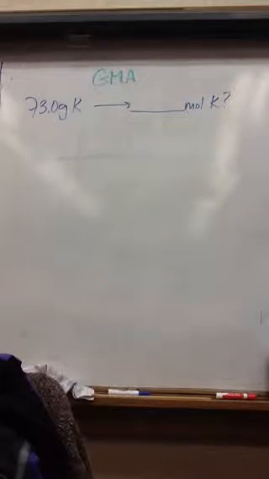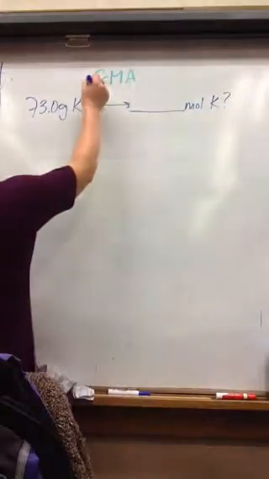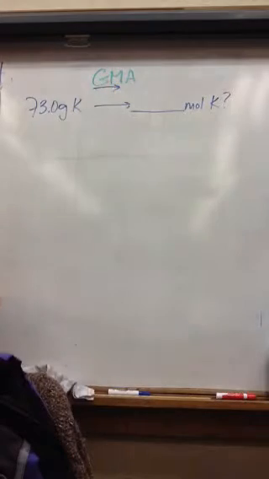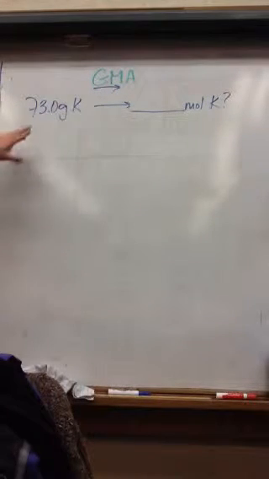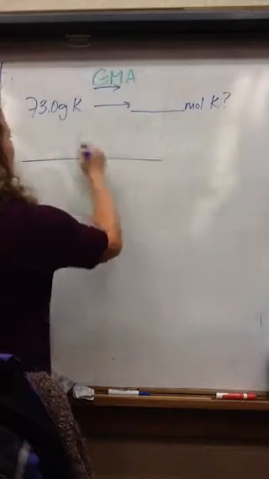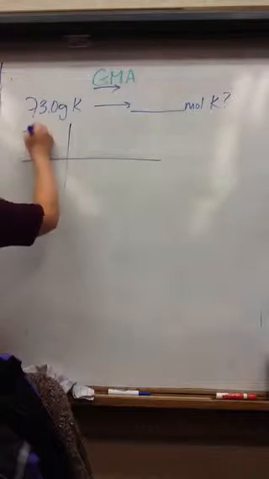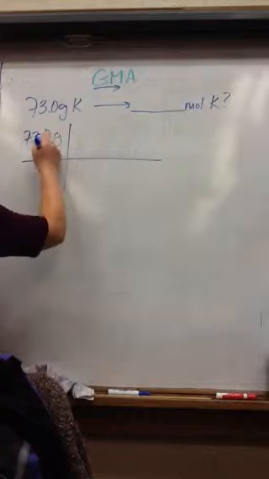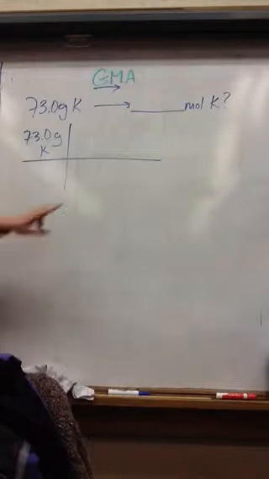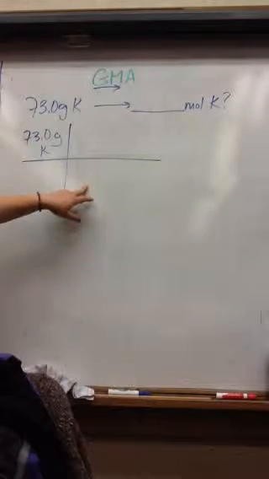Gram to mole conversion. We are going from grams of a substance into moles of a substance. Our given is 73.0 grams of potassium. So when we set up our factor label, what's going to go in this first box? 73.0 grams of potassium.